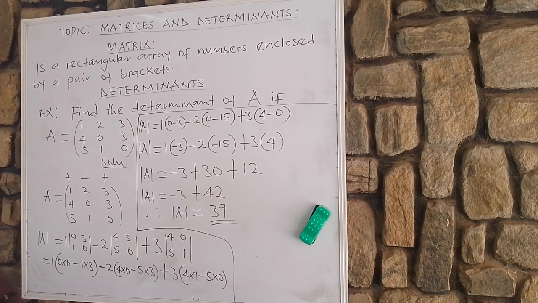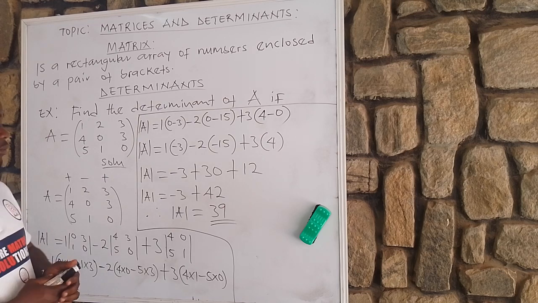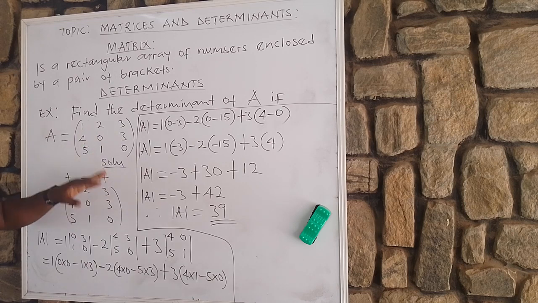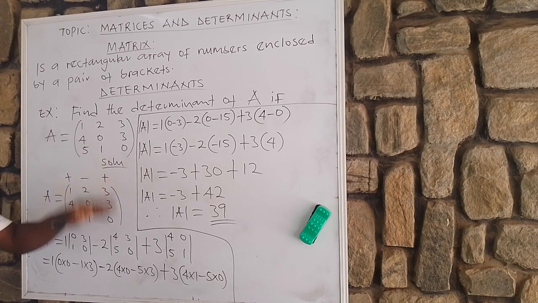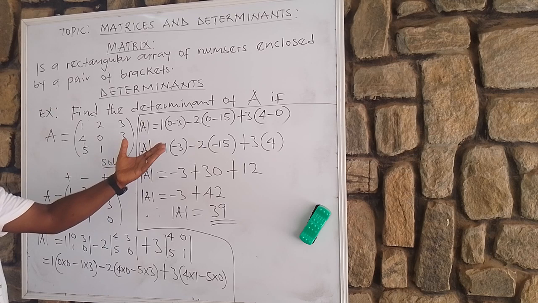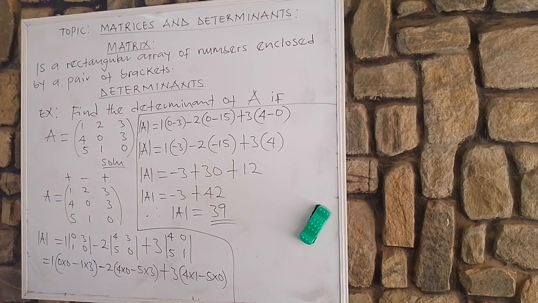This is how we are going to solve this type of matrix to obtain the determinant of a 3 by 3 matrix. So this is how you are going to solve it. If you still don't understand, or you are still finding it difficult, okay, so that is that.